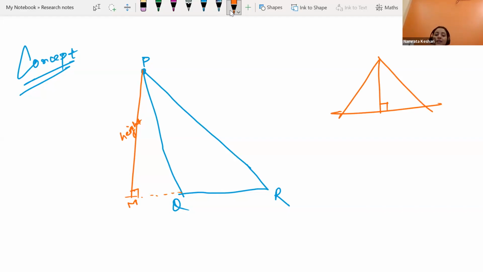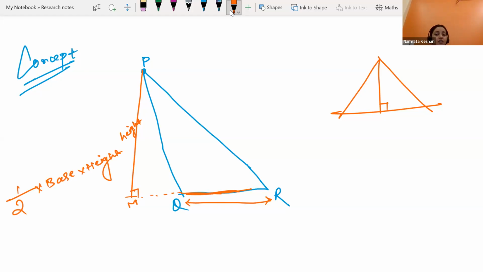And if you have to find the area of this type of triangle, you will be writing 1 by 2 into base into height. Now the base, you can see clearly, is QR over here. That QR we have extended and ended up meeting with the height, but the base is QR only.